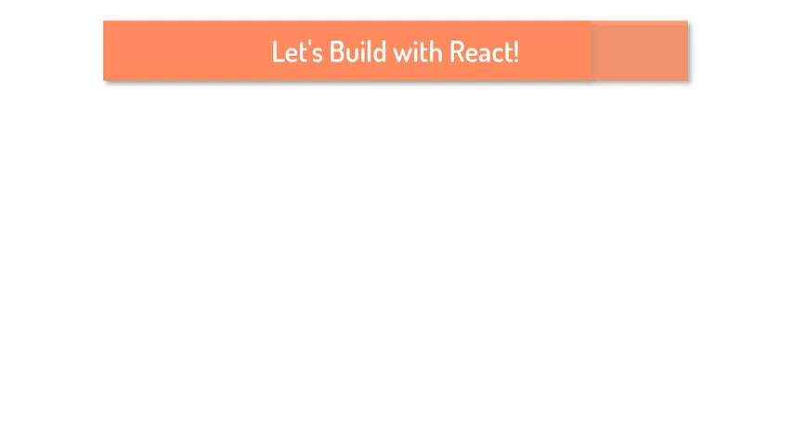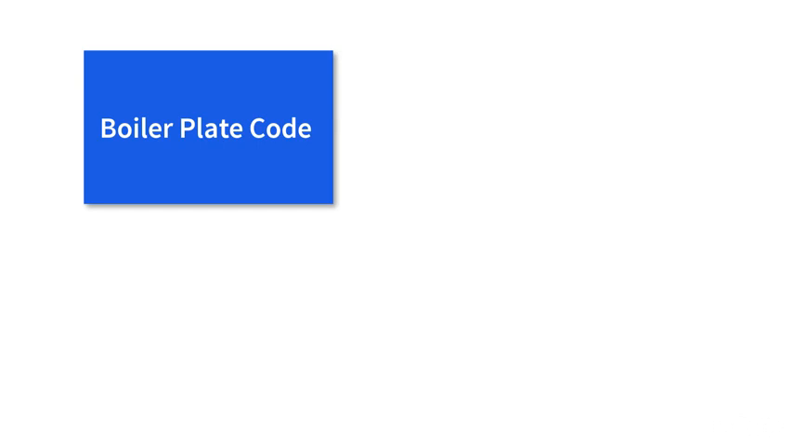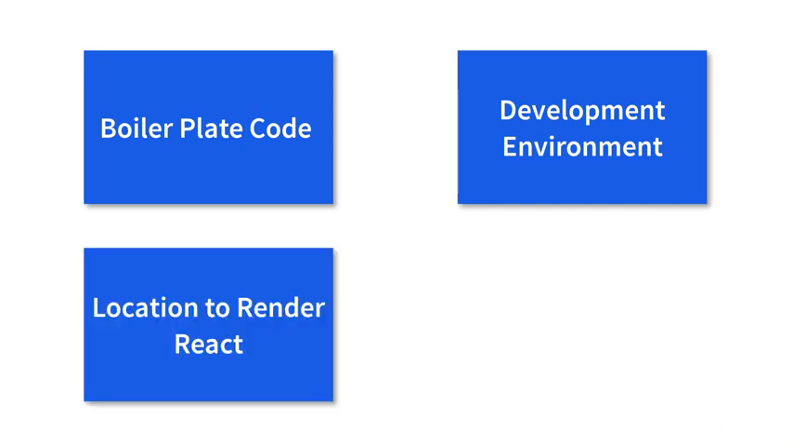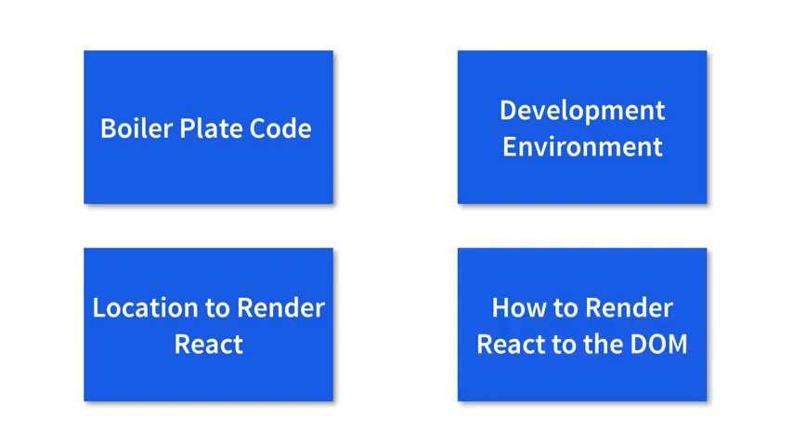Alright, let's do some building with React. In this video, we're going to accomplish a few things. Number one, we're going to set up our boilerplate code using Emmet. Number two, we're going to set up what will be our developer environment with script tags, letting us take advantage of React, React DOM, and Babel libraries. This will help our browser know how to interpret our code. Number three, we're going to look at how to choose the element within the DOM that we want our React to render to. And number four, we're going to learn about how to render React to the DOM for the first time.